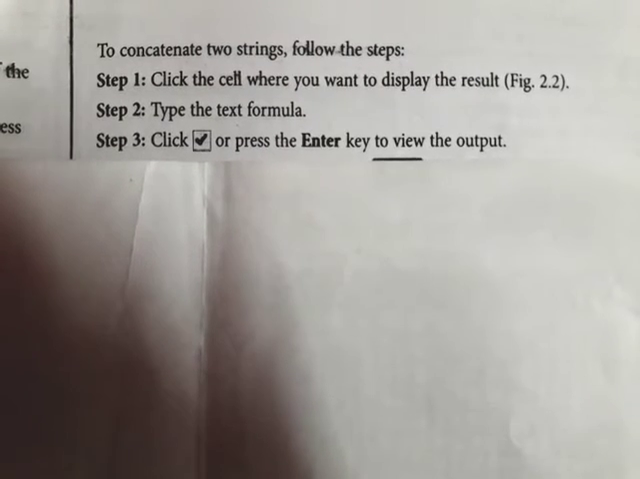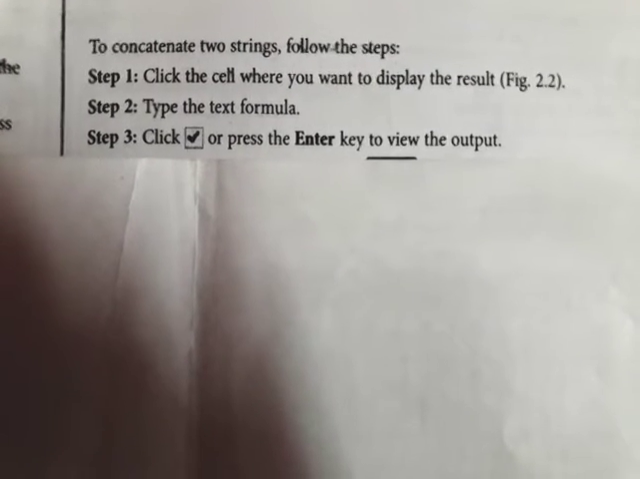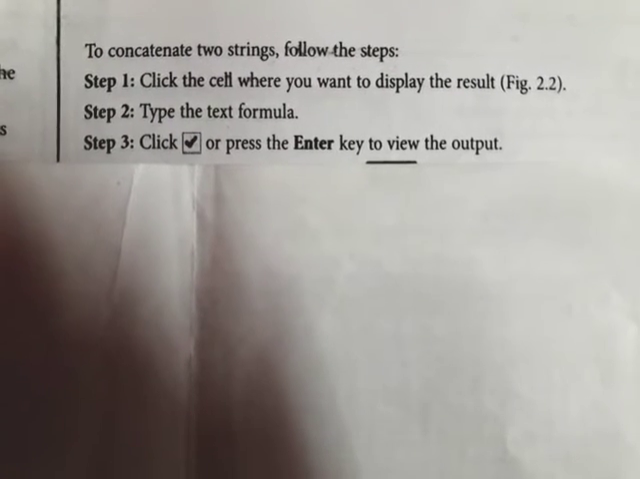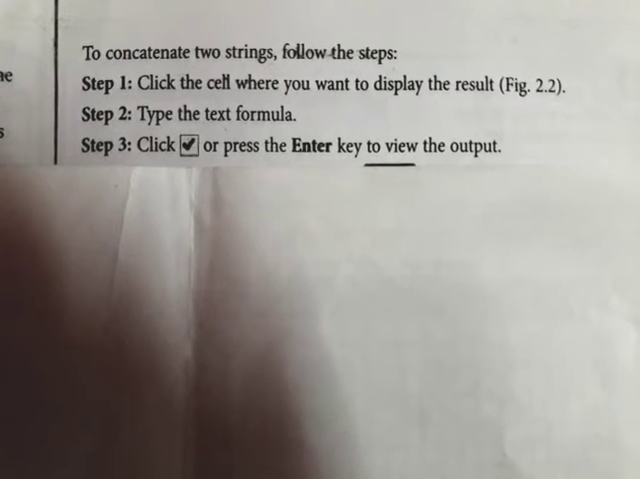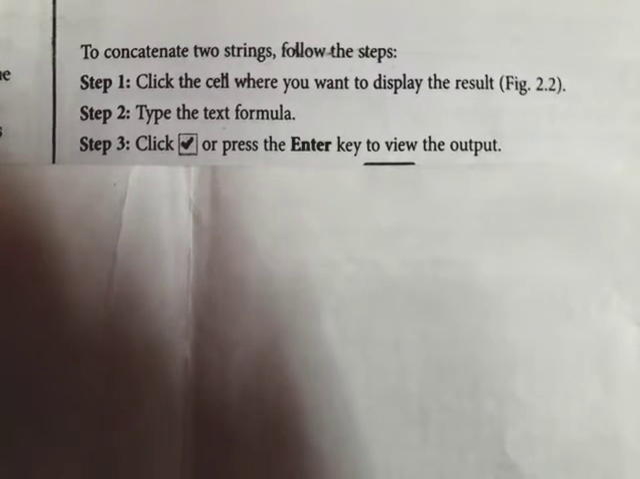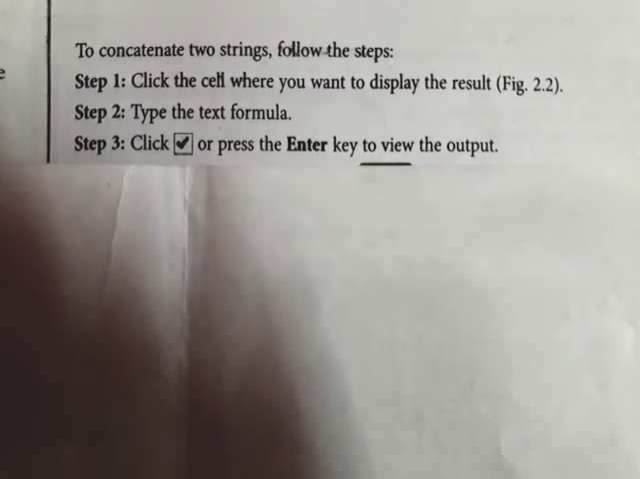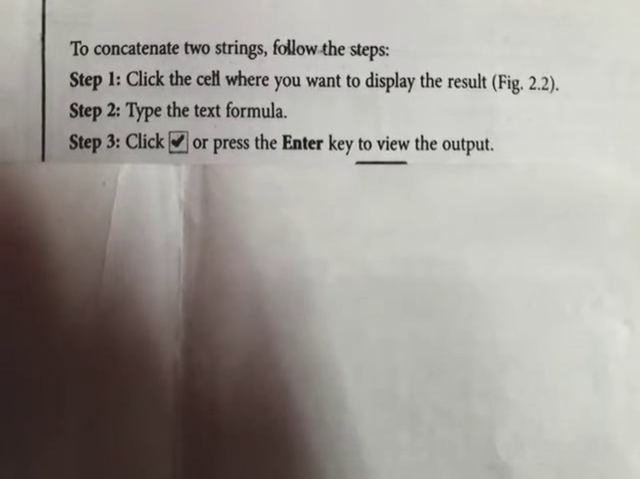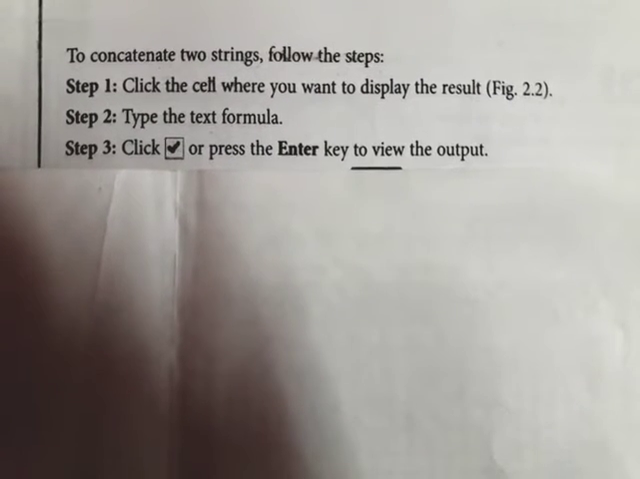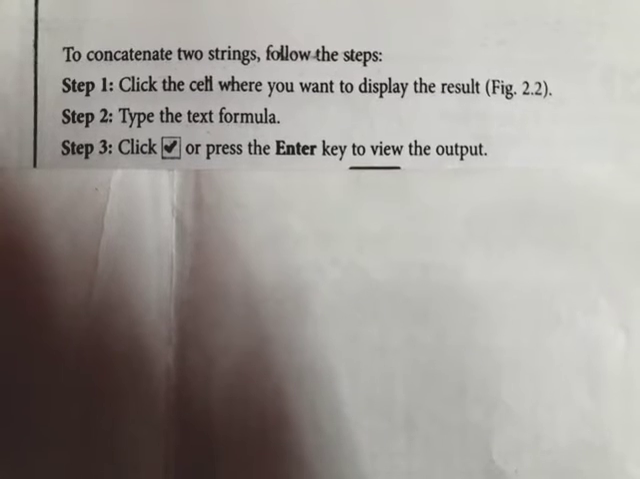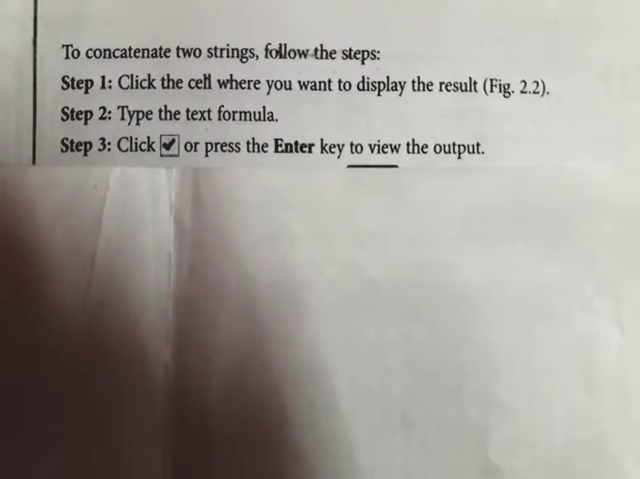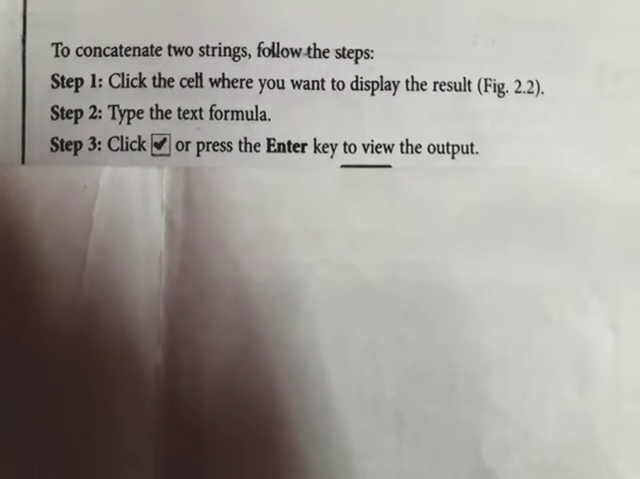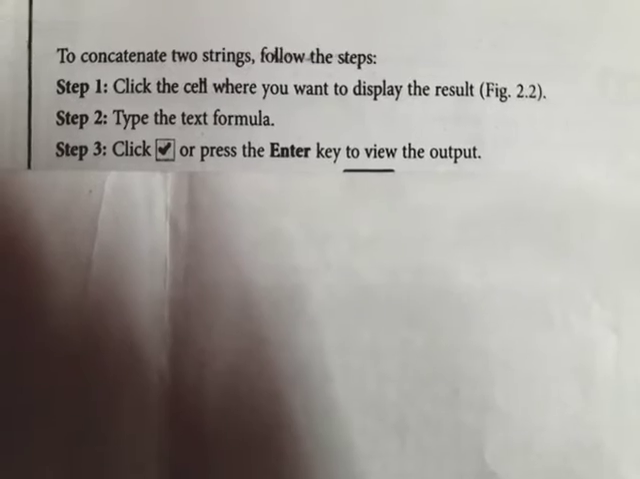Now dear students, in order to concatenate, that is to join two strings, we have to follow the given steps. The first step is to click the cell where you want to display the result. Step 2, type the text formula. And step 3, click OK, that is the right mark, or press the Enter key from the keyboard to view the output. We will perform this practical when I complete this theoretical part.